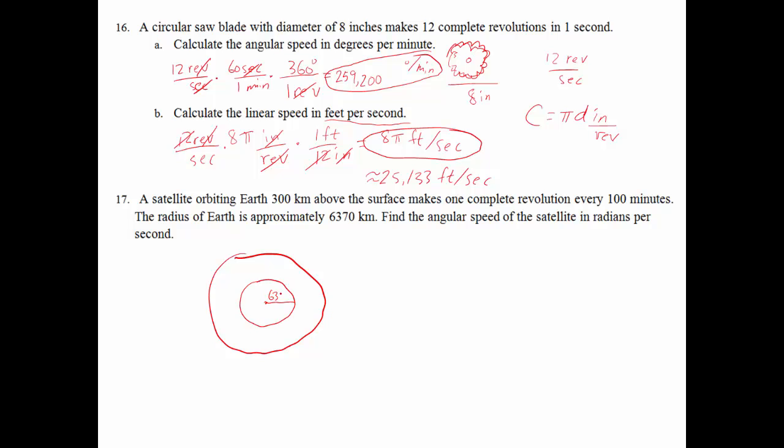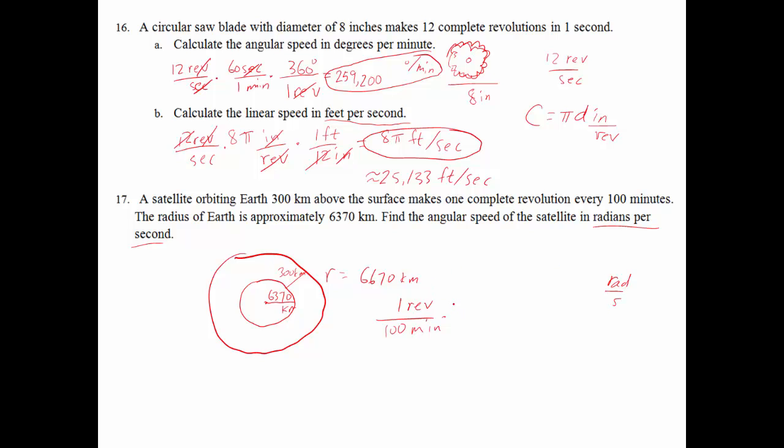Okay, the Earth is 6,370 kilometers, and the satellite is orbiting the Earth at 300 kilometers above, making the radius of the satellite the sum of those, so it'll be 6,670 kilometers. That's the radius. And we're going to take 1 revolution every 100 minutes. We want this in radians per second.